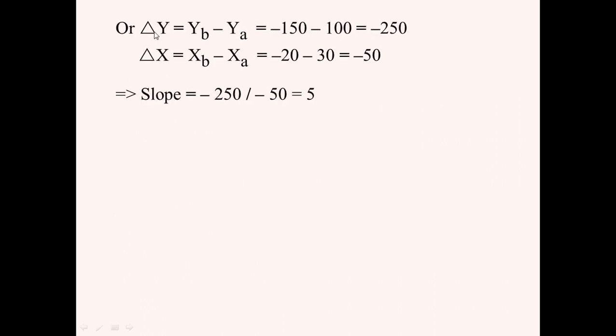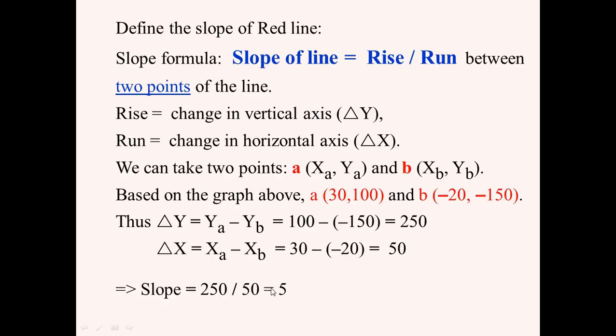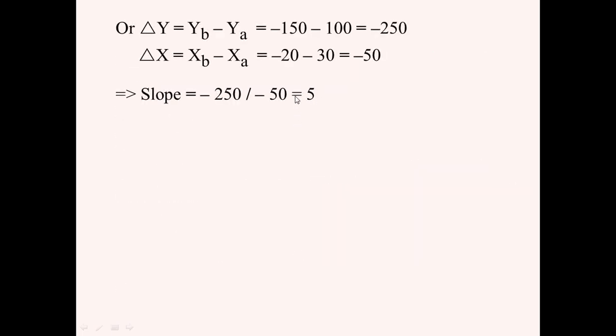Or you can change the method. If you take B minus A, y is also B first, x is also B first. So when you do it, it's the same. Slope is the same. Slope is still the same.